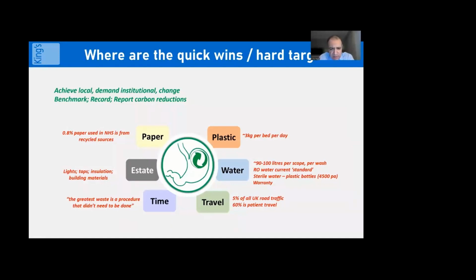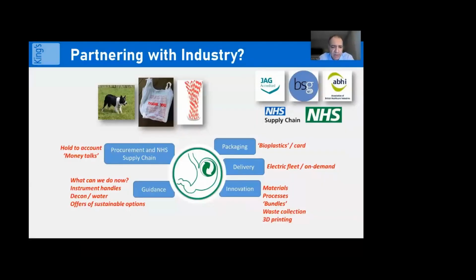Well, here are some tips and schematics, and I'll go through these with you in some detail now. But looking at paper, our use of plastic and water, and also let's not forget that we're asking patients to travel backwards and forwards. We take time, and we use buildings that could be made more sustainable as well. We could also partner with industry, and here I'm looking at the tail wagging the dog. I don't know if we're the tail and the industry is the dog, or it's the other way around.